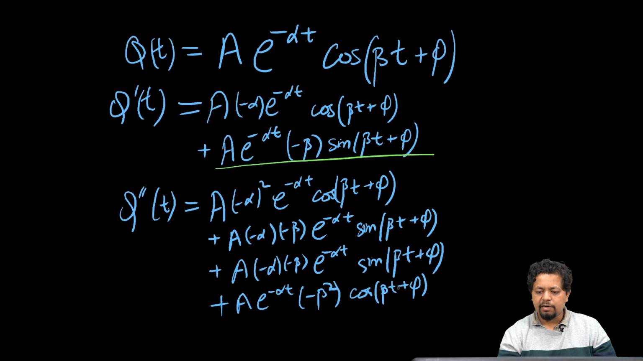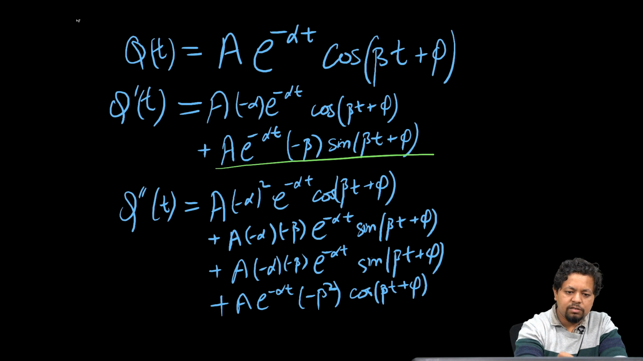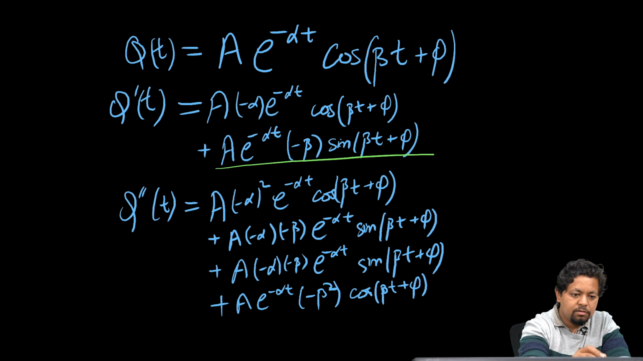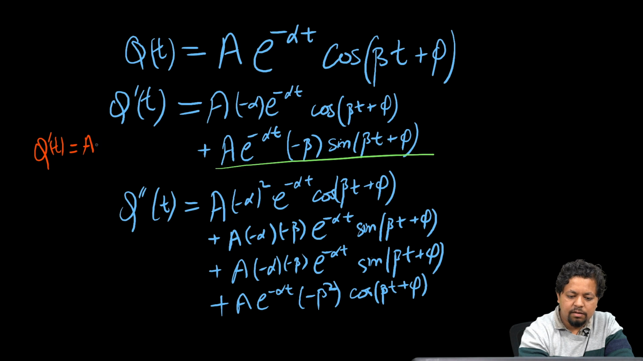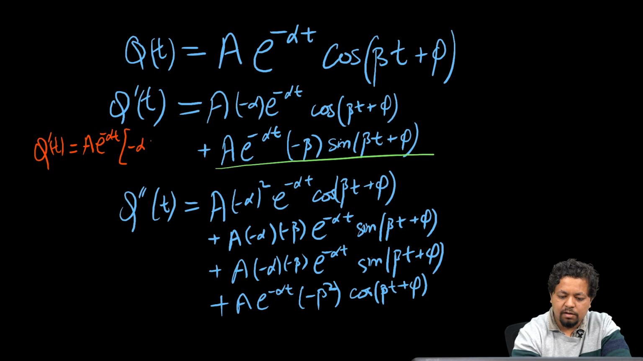Let me go ahead and clean up. To clean up, I will write q prime of t as A e to the power minus alpha t, and in the brackets I can write minus alpha cosine of beta t plus phi and minus beta sine of beta t plus phi.